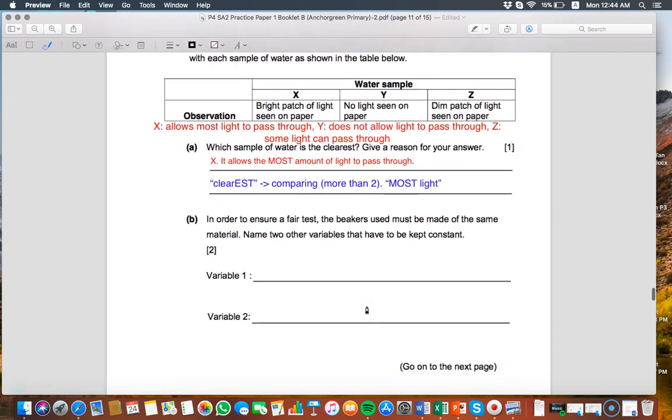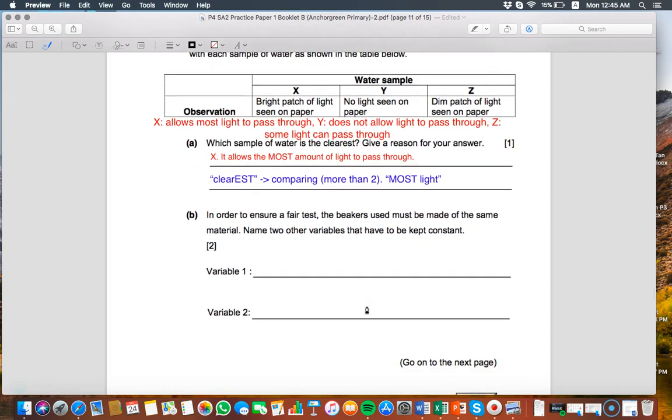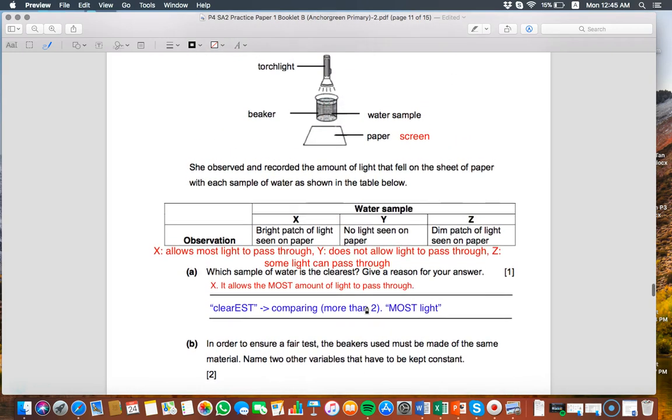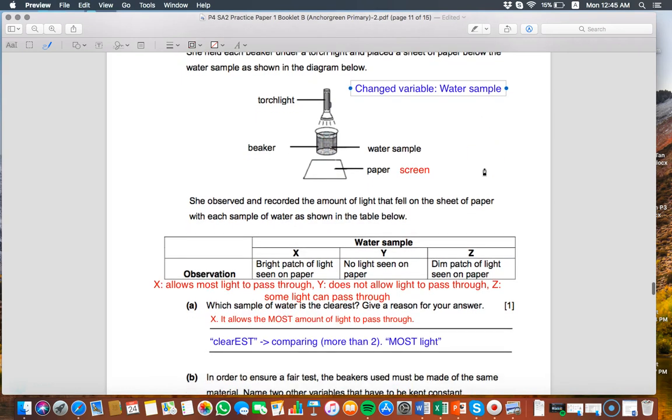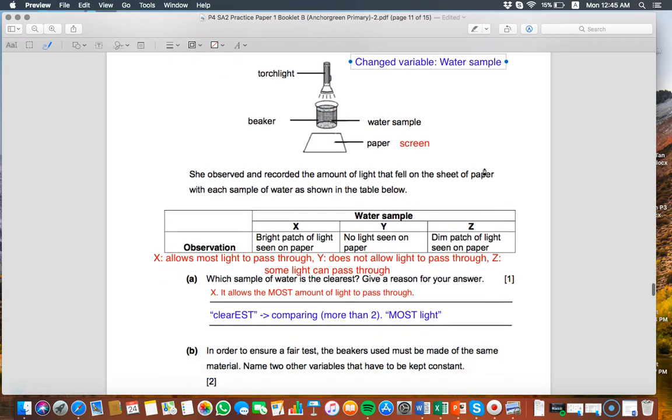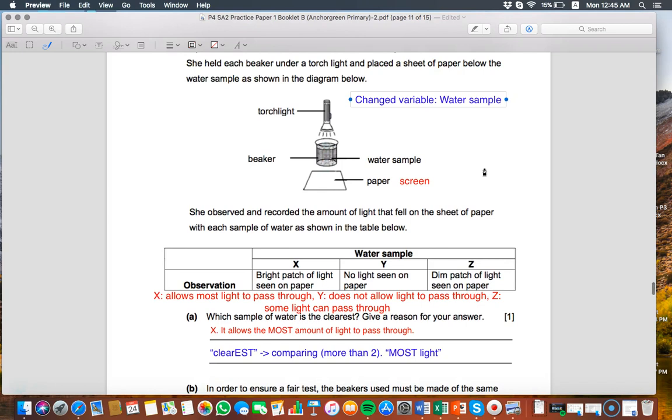Okay, let's move on. To ensure a fair test, the beakers used must be made of the same material. Name 2 other variables that have to be kept constant. Now, what is the changed variable here? The changed variable would be the water sample. So the rest should be kept constant. So what should be kept constant?